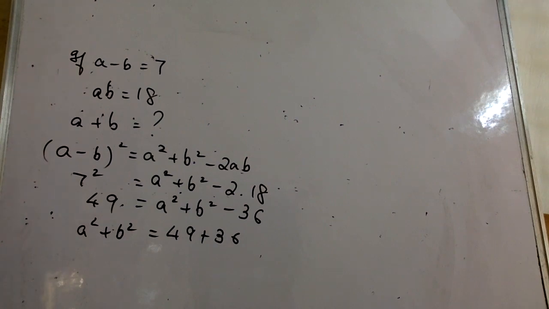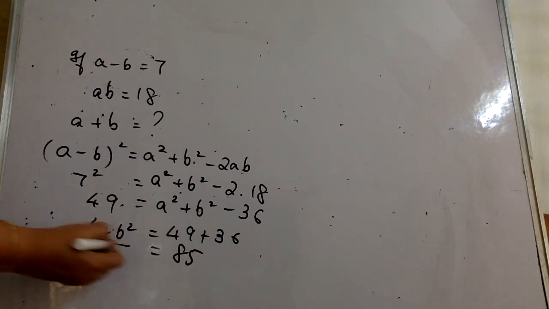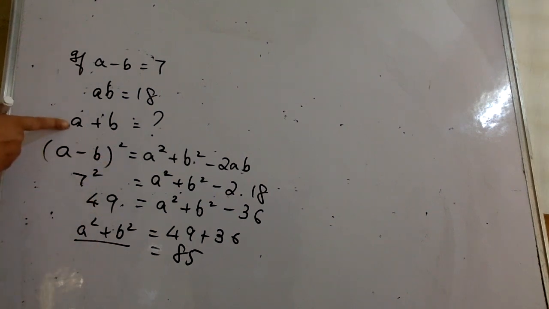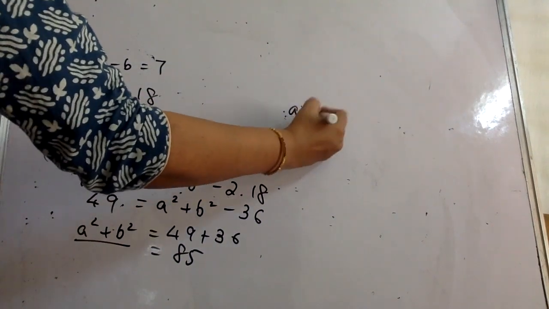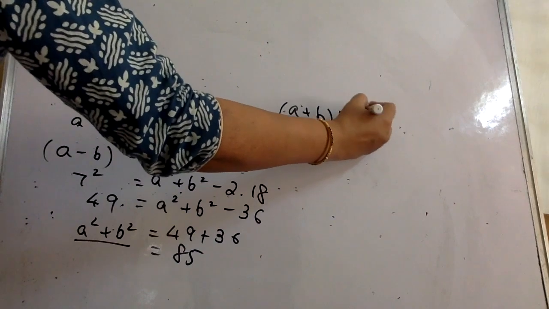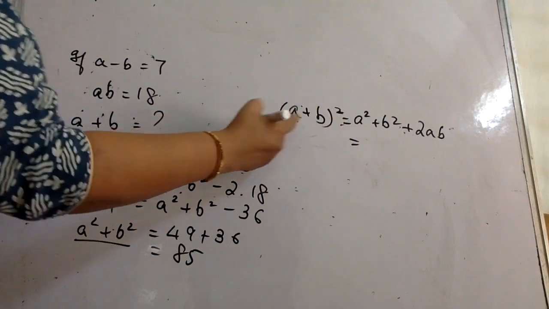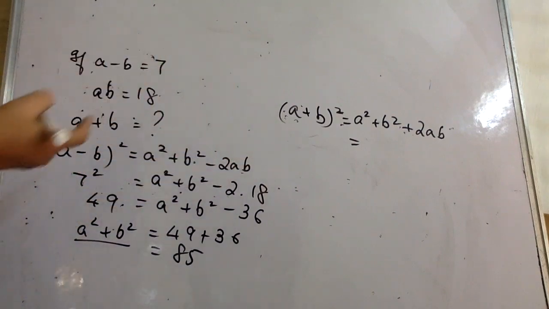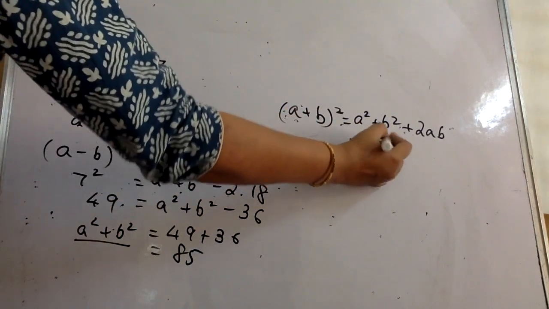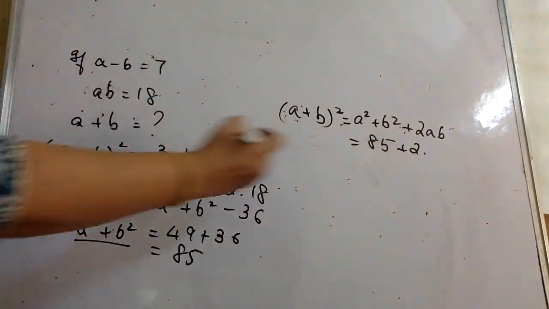How much is it? That's 85. So we got the value of a square plus b square. Now the next step is to find this. We are going to take a plus b whole square and write the identity: a square plus b square plus 2ab. In place of a plus b I don't know what to write now because we don't know the value. A square plus b square, I am going to put 85 because we have already found 85 here. And plus 2 into ab is 18.